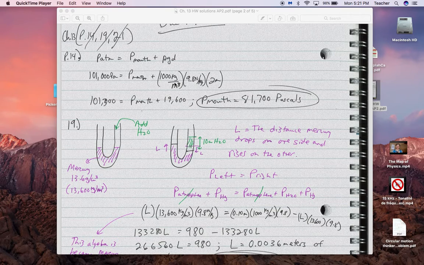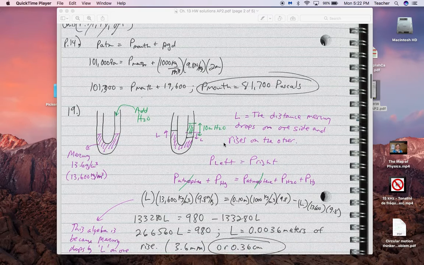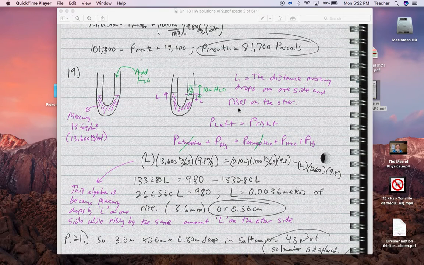And so basically the pressure in the mouth plus that 2 meters of liquid equal the atmospheric pressure. So it says that you can reduce the pressure inside your mouth when you're inhaling to around 81,700 pascals. 19 we did in class, but I think that was one of the tougher problems.